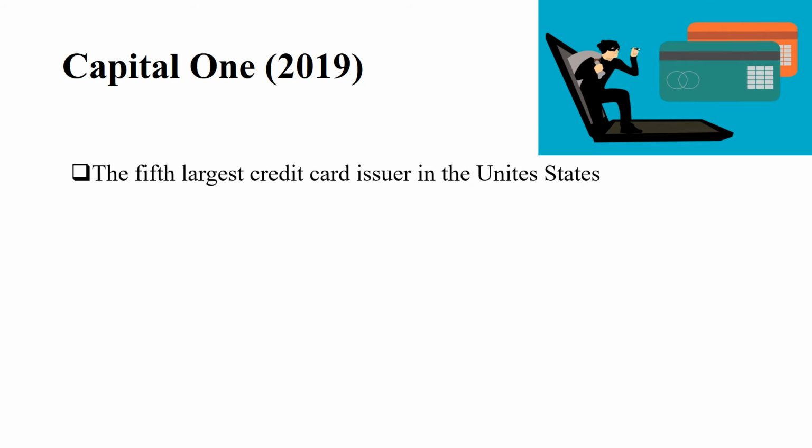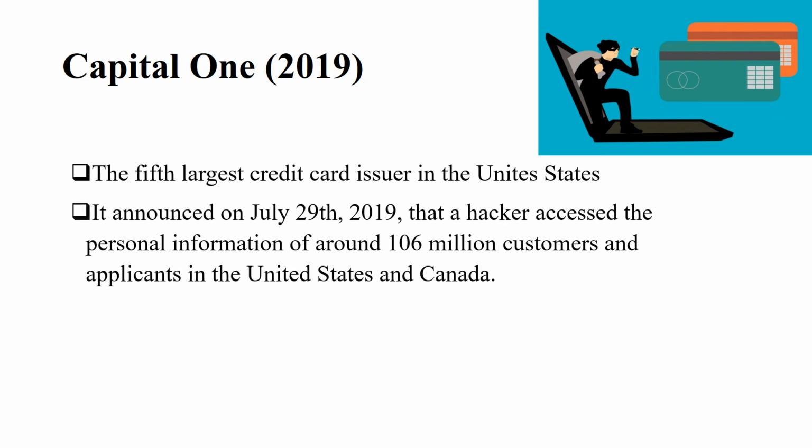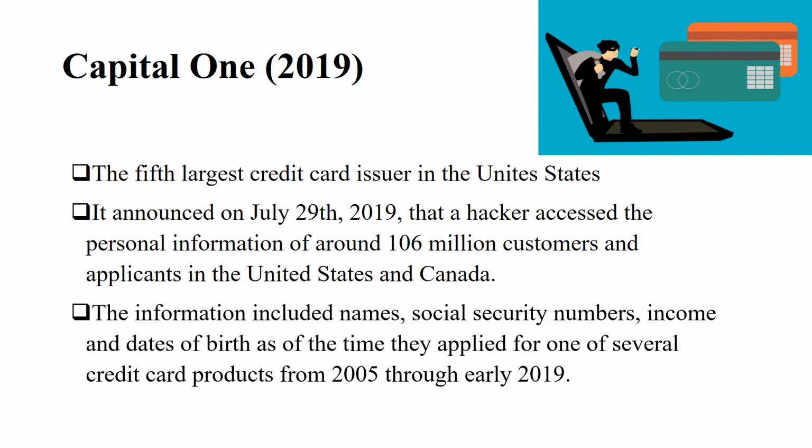Let's see a case study. Capital One. Do you know this bank? Capital One is the 5th largest credit card issuer in the US. However, it announced in 2019 that a hacker accessed the personal information of around 106 million customers and applicants in the US and Canada. The hacker got information including customers' names, social security numbers, income, and date of birth.